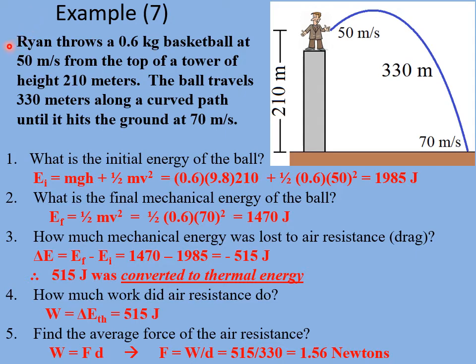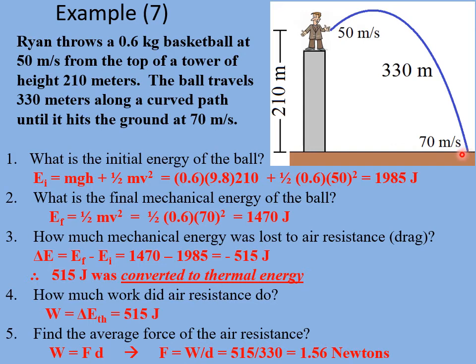Ryan throws a 0.6 kilogram basketball at 50 meters per second from the top of a tower of height 210 meters. So here's this tower, tall tower, right? 210 meters. Here's Ryan. He throws the ball. Notice he kind of throws it up in the air like this at 50 meters per second. So it's a projectile. And the ball ends up crashing down here. And we're told that the ball travels 330 meters along the curved path. So the length of this blue path here, the trajectory of the projectile, is given as 330 meters. And we're told that the ball hits the ground at 70 meters per second.